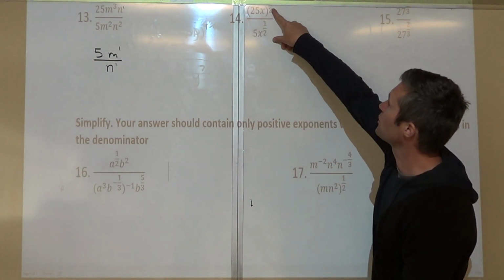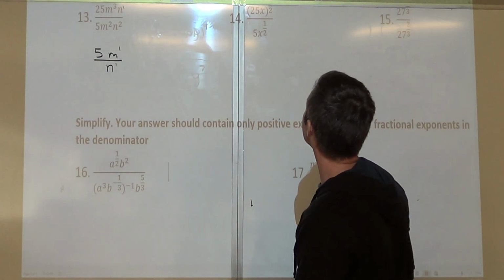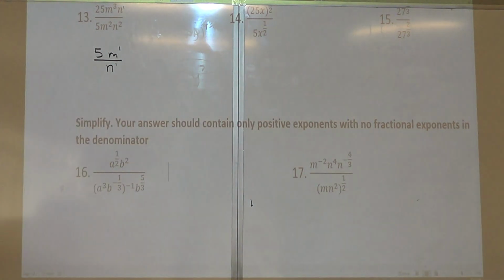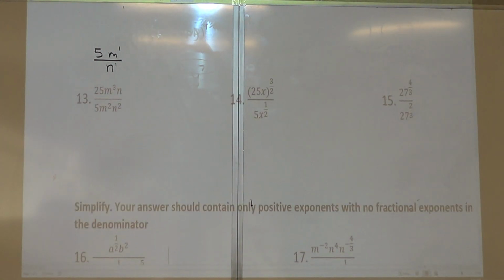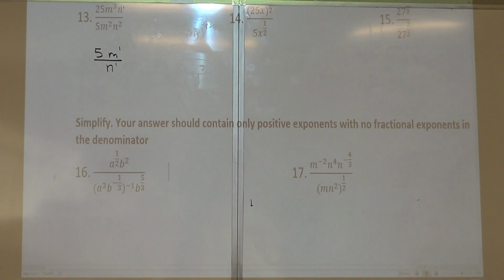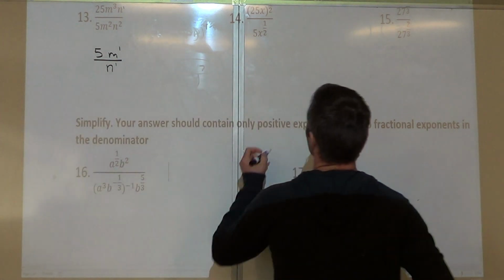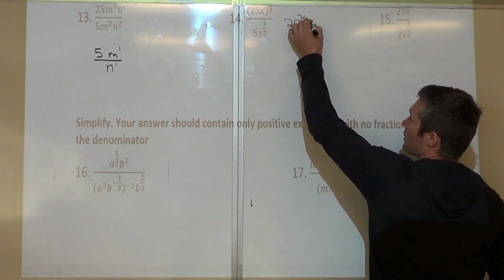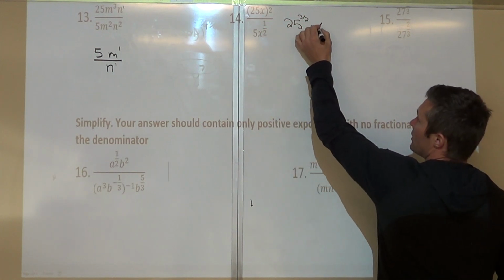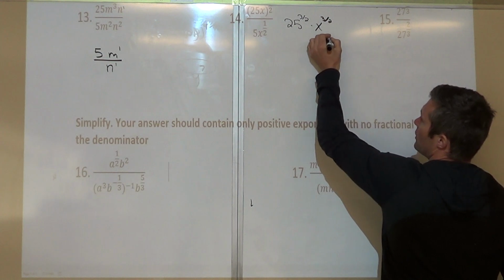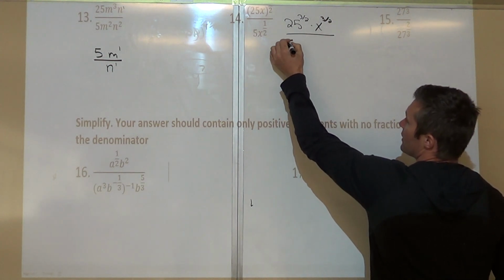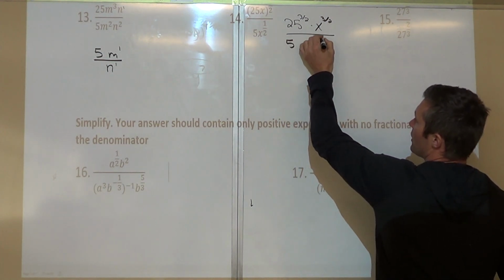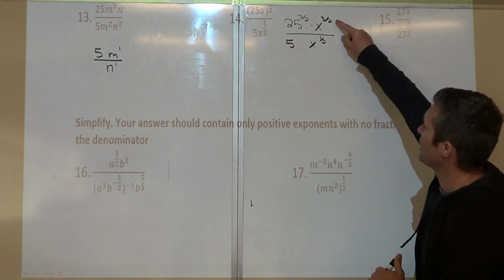Come over here, this is to the 1/2 power, I believe. Let me just look real quickly. No, to the 3/2 power. So we're going to apply this property to it. So we're going to say that's 25 to the 3/2 power times x to the 3/2 power over 5x to the 1/2. So I can subtract these right now.